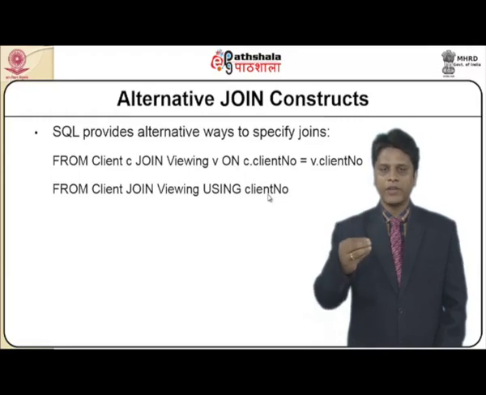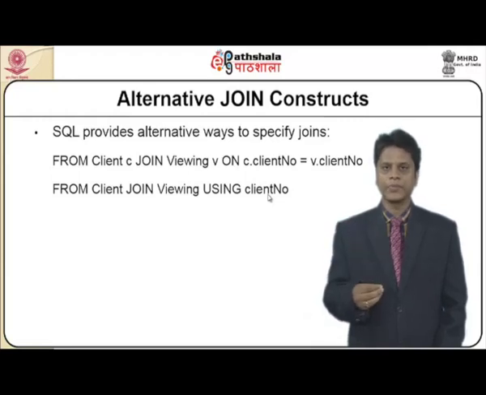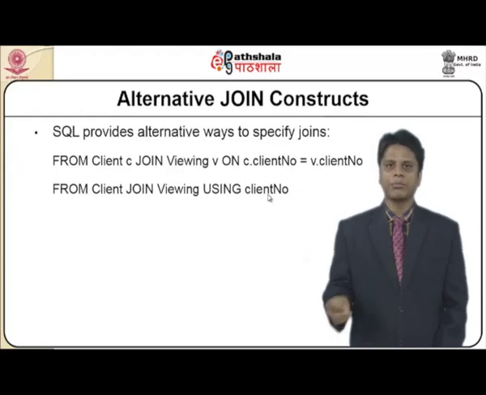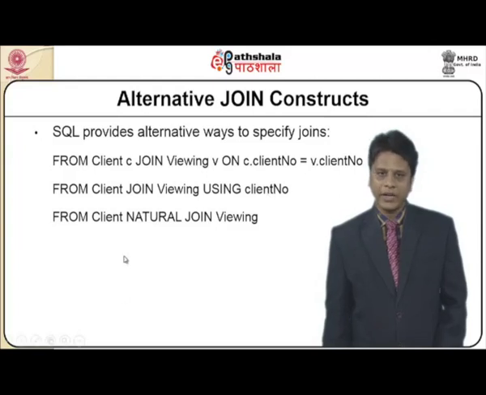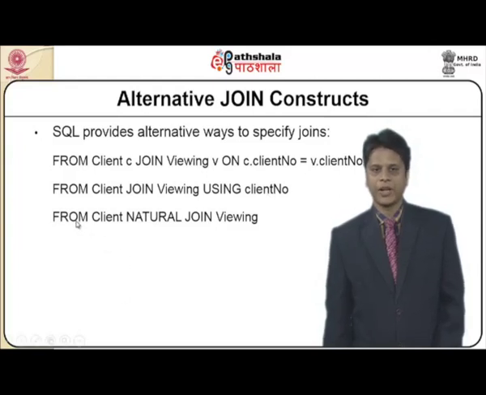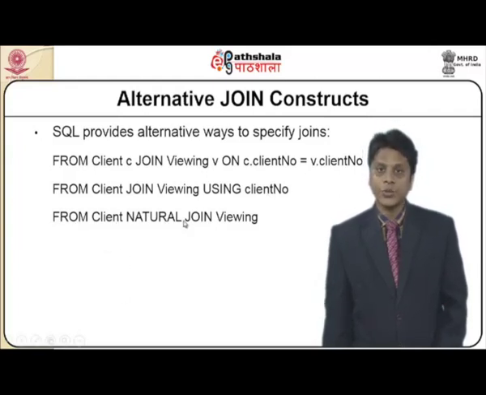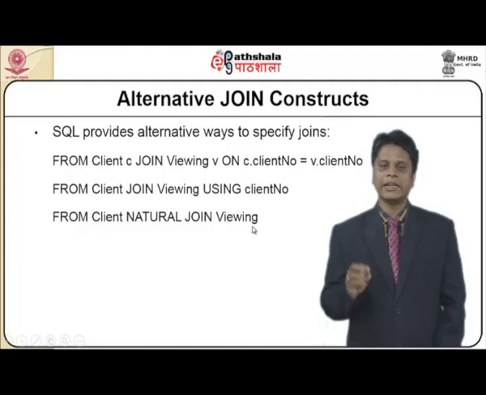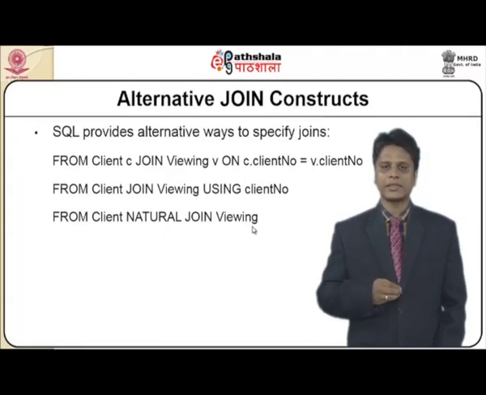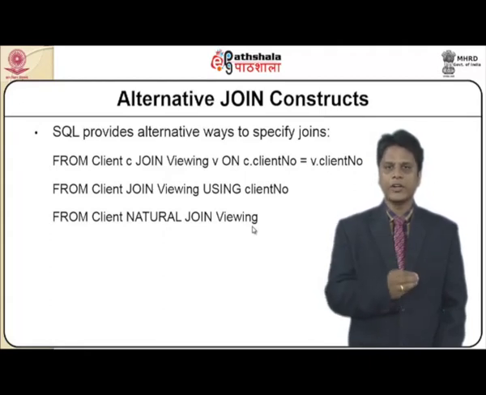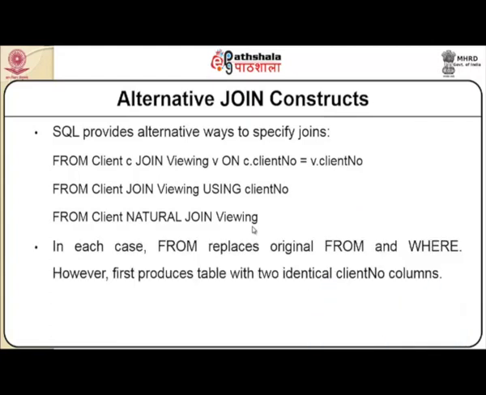So instead of on, if I try to use using, then it checks for the client numbers matching equivalently, and then fetches out the result. There are alternate ways of doing this also: from client natural join viewing, which is an indirect representation. As we have indicated on the using equi join, natural join also serves the same purpose, where C.client number will be checked with V.client number.